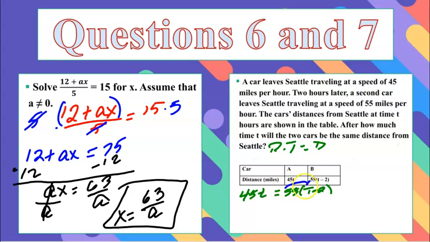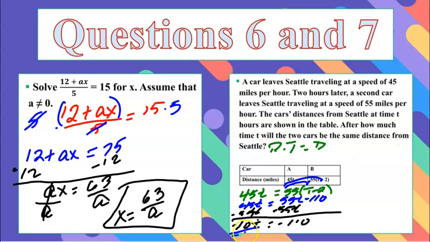So now we get rid of our parentheses by distributing. So that's going to give us 55t minus 55 times 2 is 110. The left-hand side stays the same as 45t. We need to get the t's to one side, so I'm going to subtract 55t on both sides. That gives us negative 10t equals negative 110. And our final step is divide by negative 10 on both sides, and the time would be 11 hours.